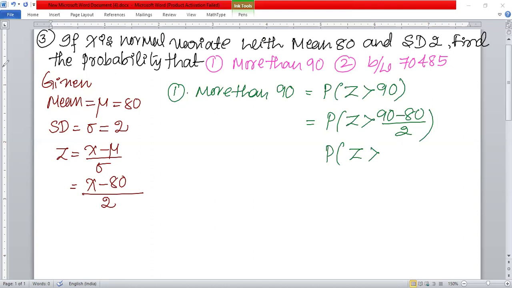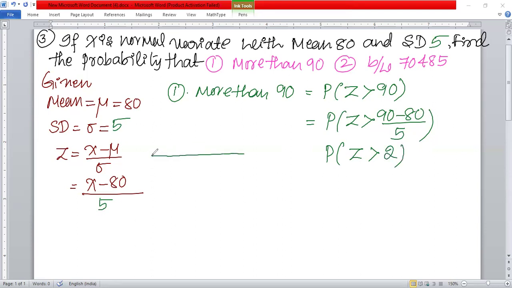Oh, sorry. Small correction, guys. The standard deviation is 5. Sorry, I'm so sorry. So the standard deviation is 5. Therefore, x minus 80 divided by 5. We got 90 minus 80 is 10, so 10 divided by 5. The answer is 2.